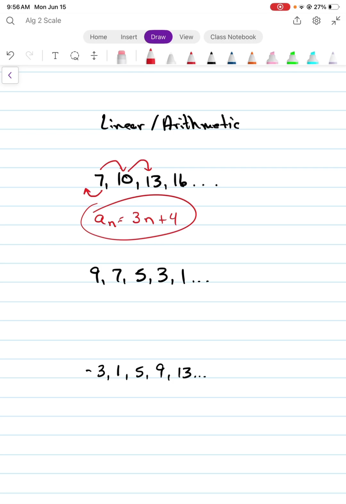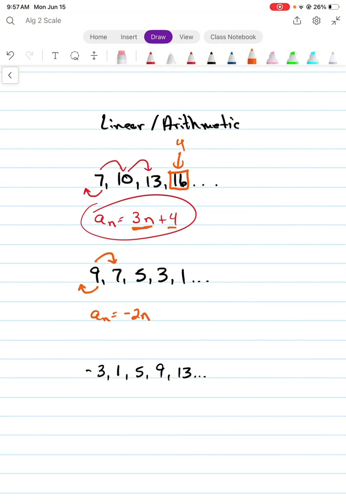That's going to be the equation. And again, we can always check this by plugging in. Like here, our fourth term is 16, so if you plug in 4, you should get 16. 3 times 4 plus 4 is 16. The next one, your common difference: notice you're going down each time. Down 2, so your common difference is now actually negative 2.